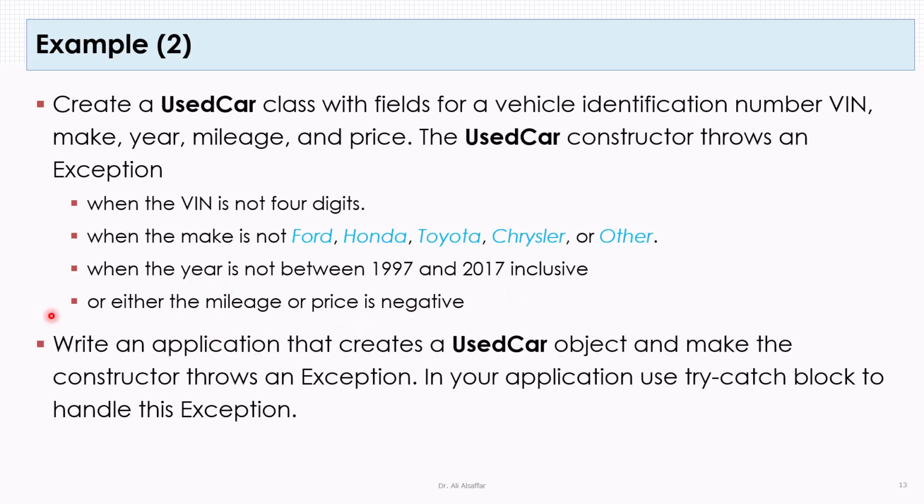After writing the class, we are also going to write an application that creates a used car object from this class and makes the constructor throw an exception. So we are going to throw an exception inside the constructor of a class, and we are going to catch this exception in an object created in the main method. In your application, use a try catch block to handle this exception. So let us first write the class, and then write an application that creates an object from this class, and also make its constructor throw an exception. So let us go to JGrasp.